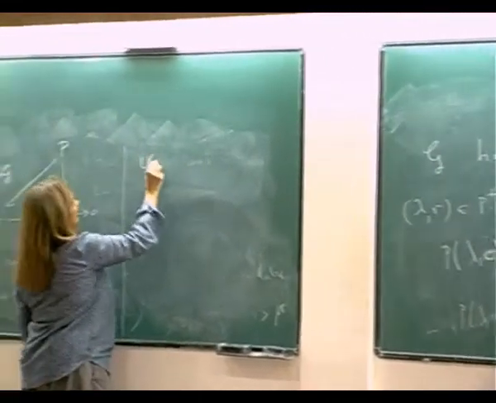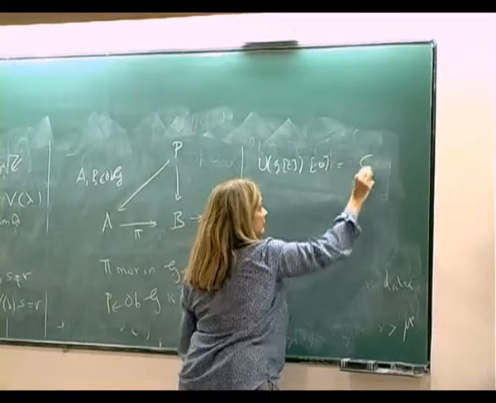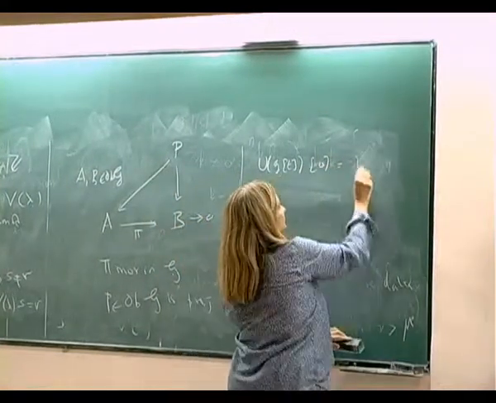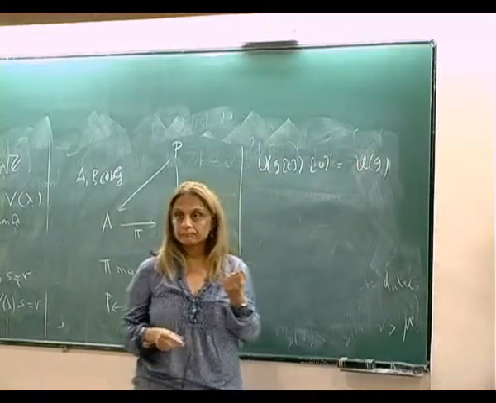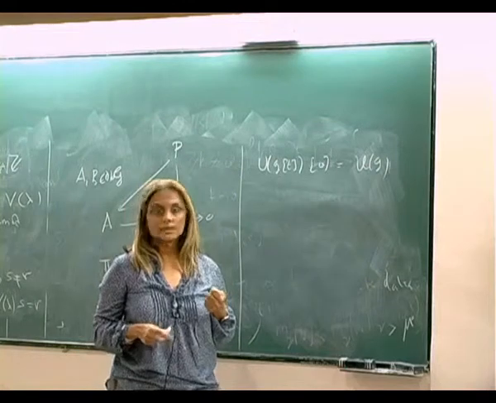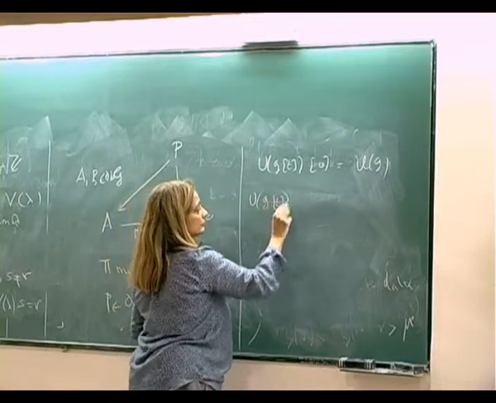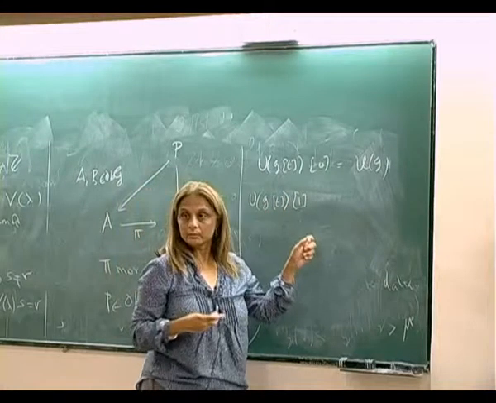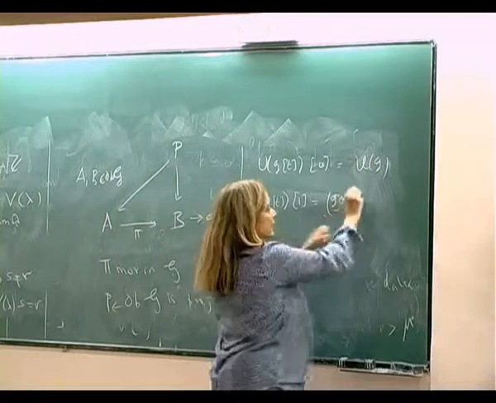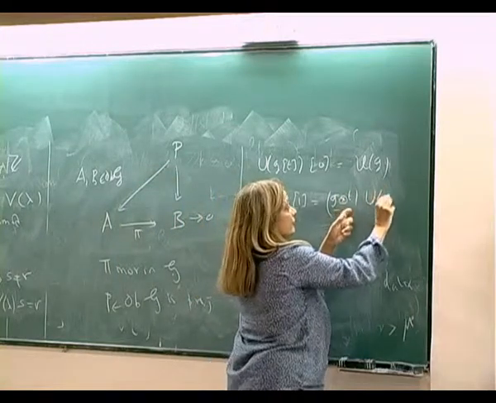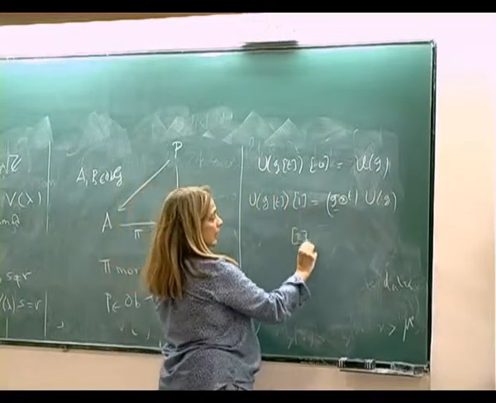Okay, so let's write this down. UGT of 0 is, what is that? That's UG. What is UGT of 1? How will I get elements of grade 1? I have to take all elements of grade 1, but they'll only come from here, and then I have to take everything of grade 0. If I do 2, how can I get them?